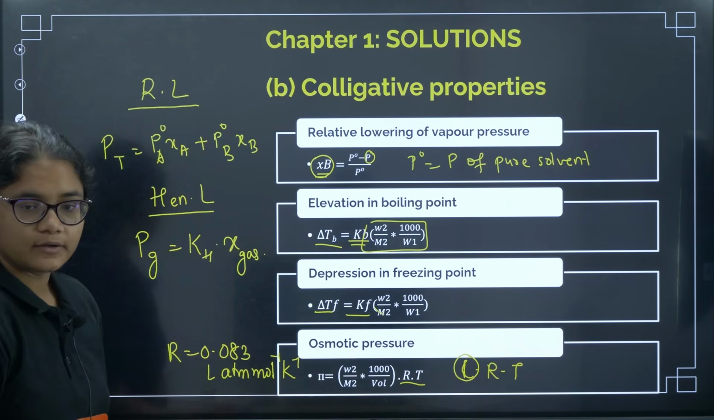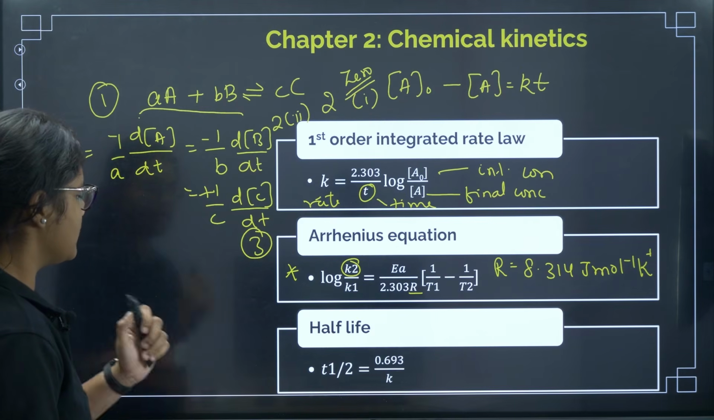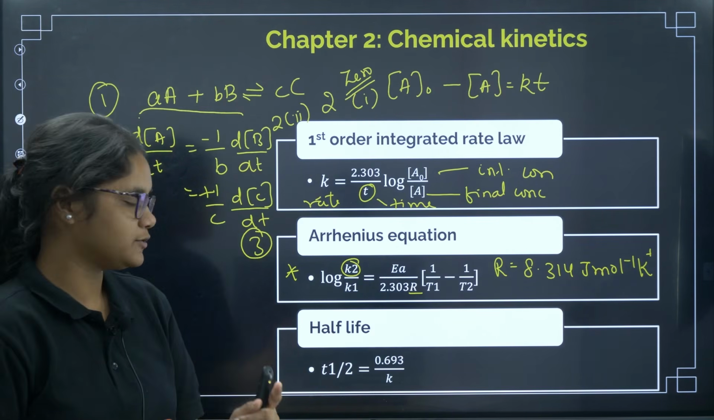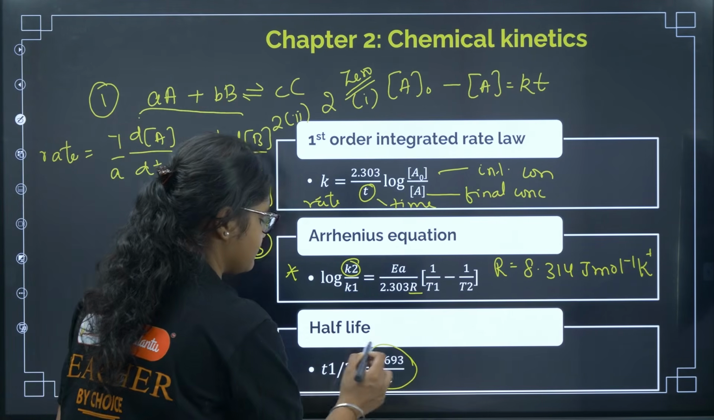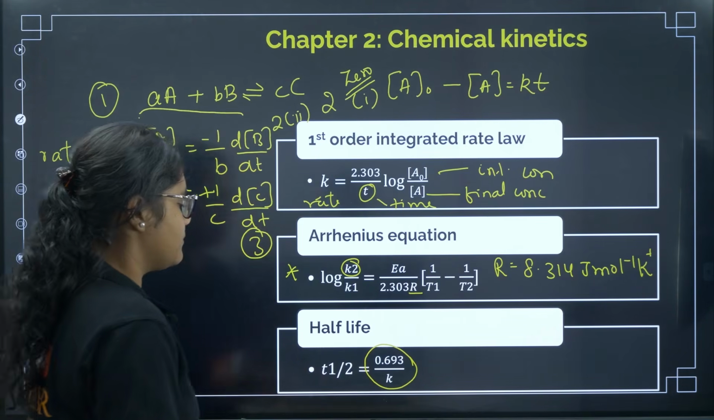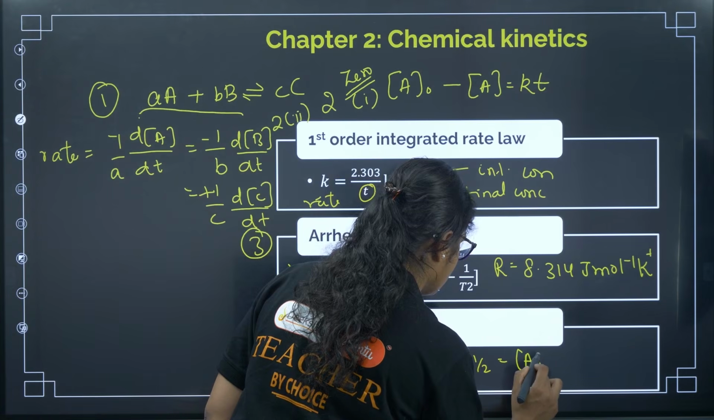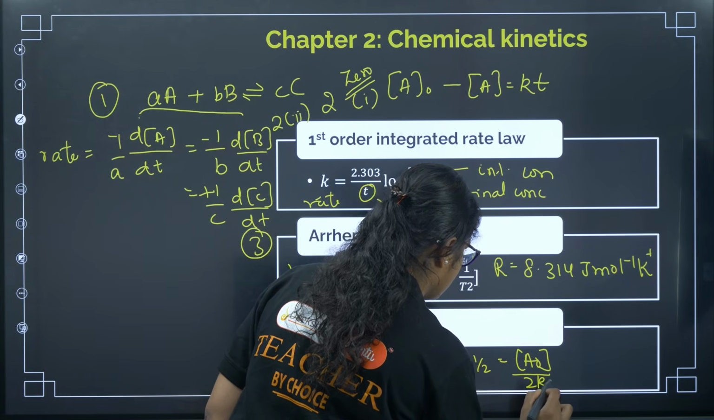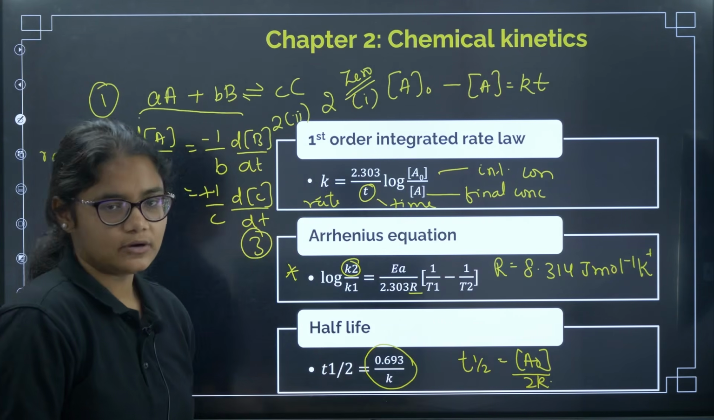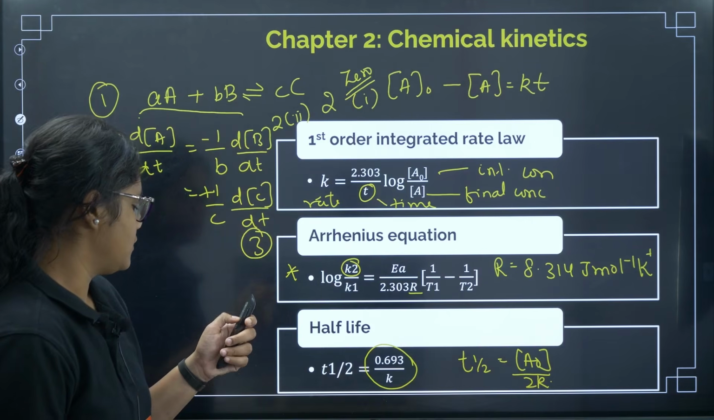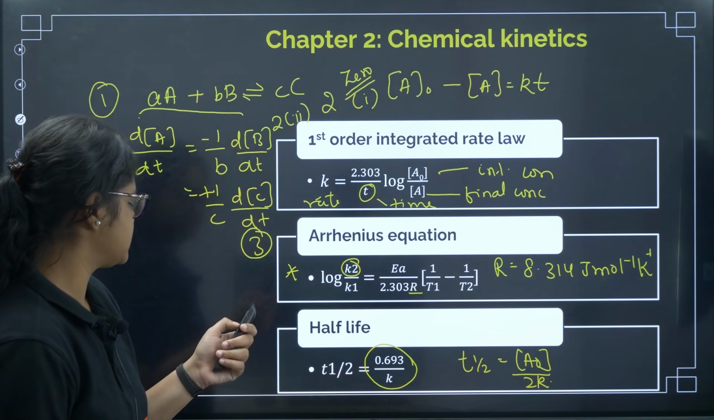Okay, clear? Now coming to half-life, again for first order the formula is important, 0.693 by k, but I'll also note down for 0th order. For 0th order it is A naught by 2k. So this is for your 0th order. Now let us put the next one.